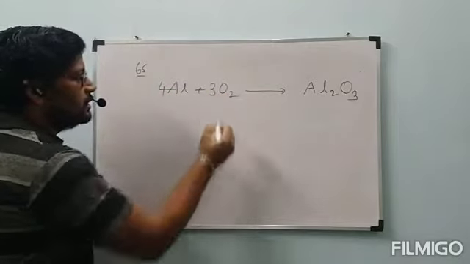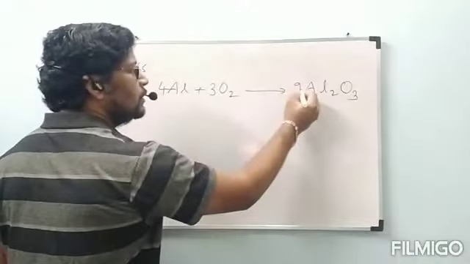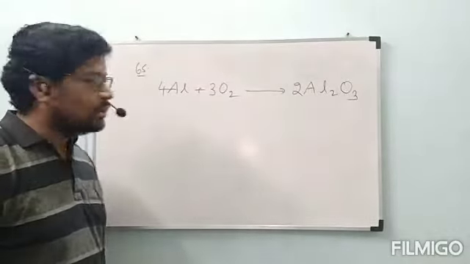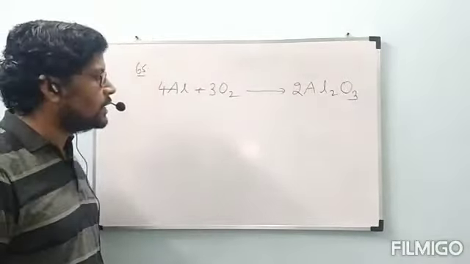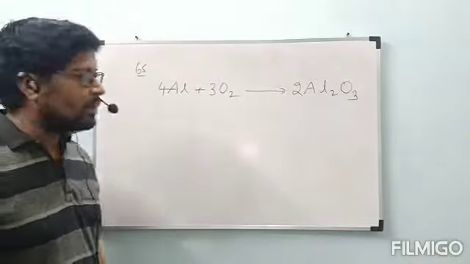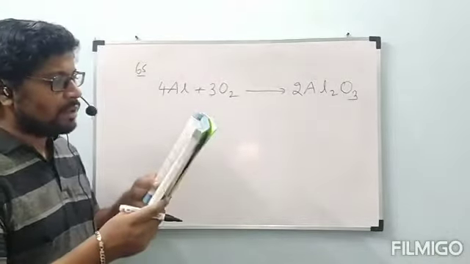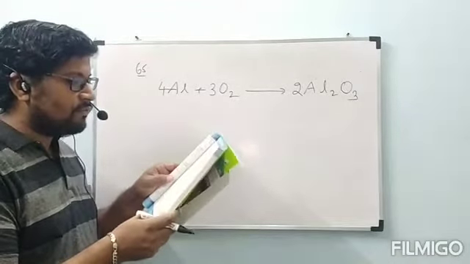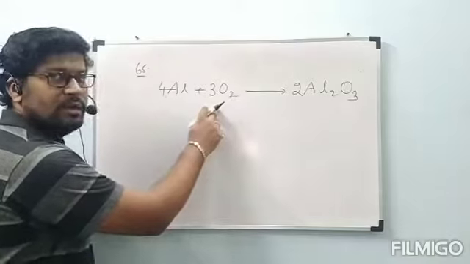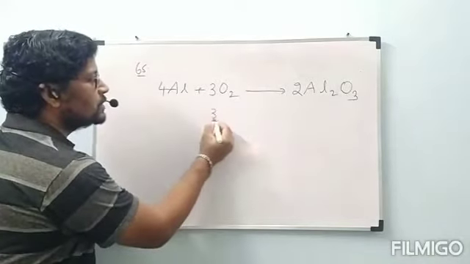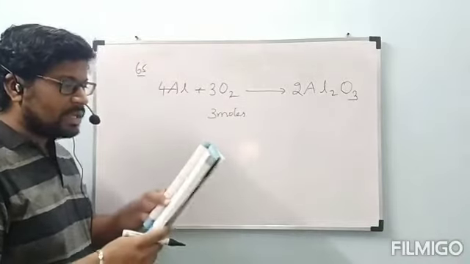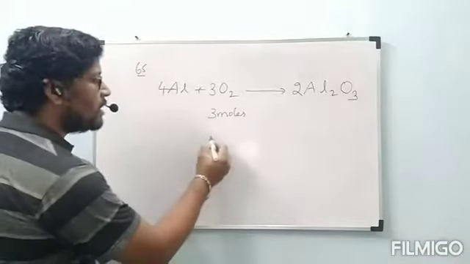4Al plus 3O2 gives rise to 2Al2O3. Now this is the balanced equation. What is the question? In the formation of Al2O3 from aluminum and oxygen, if 1.5 moles of oxygen is used up, first write how many moles of oxygen will be reacted according to the equation: 3 moles of oxygen.